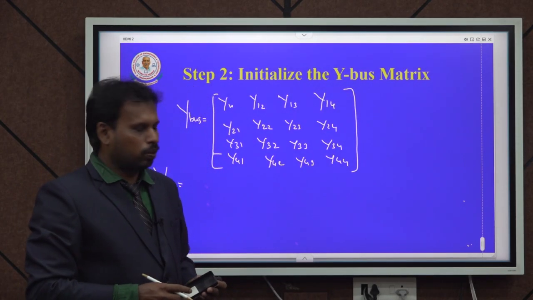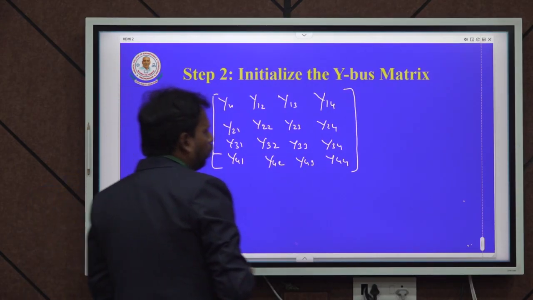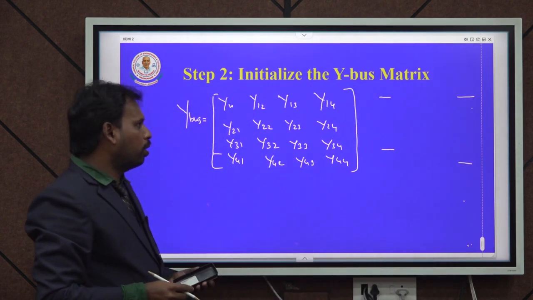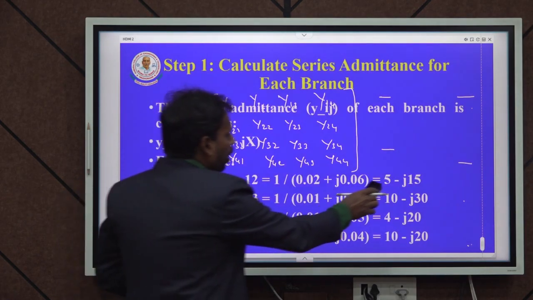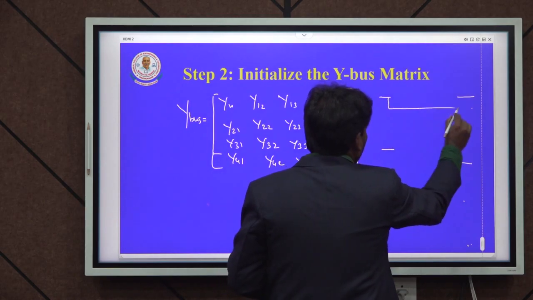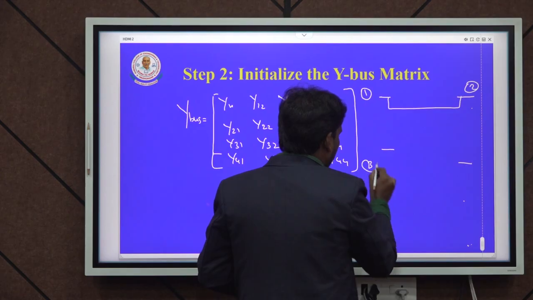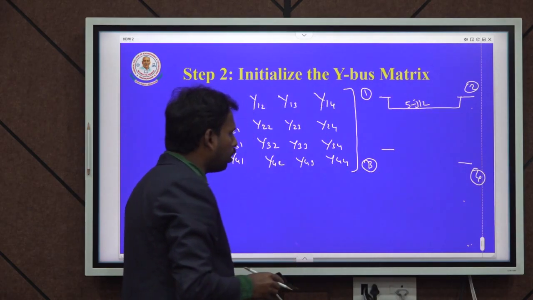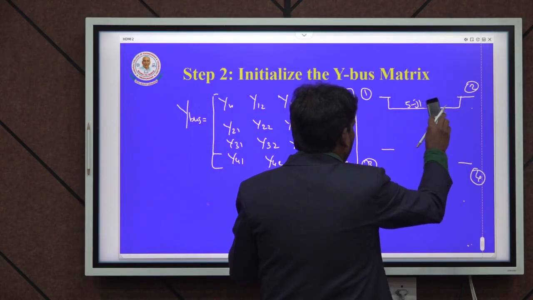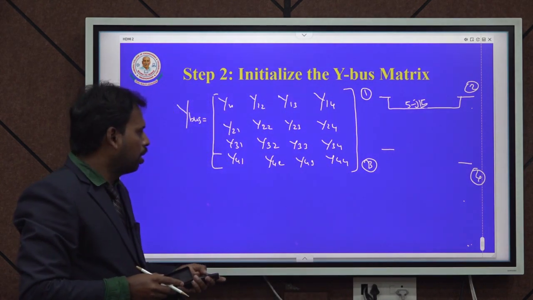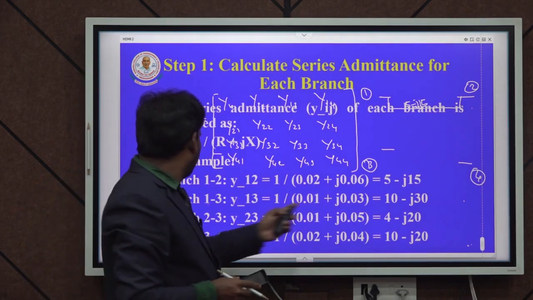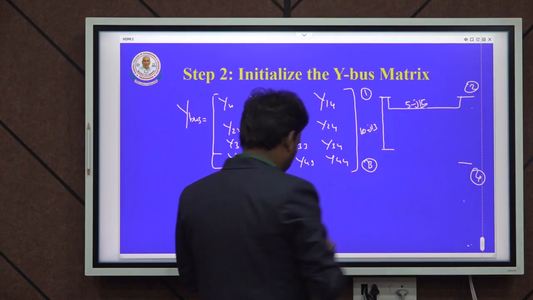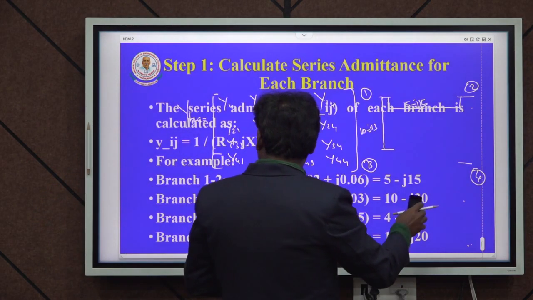So, I am going to draw the network. Totally it is a 4 bus system: 1, 2, 3, 4. Here I am taking this bus as 1, this bus as 2, 3 and 4. Between 1 and 2, the value is 5 minus j 15, which we found as the admittance value from the impedance. Likewise, between 1 and 3 it is 10 minus j 30, and 4 minus j 20 for the next line.